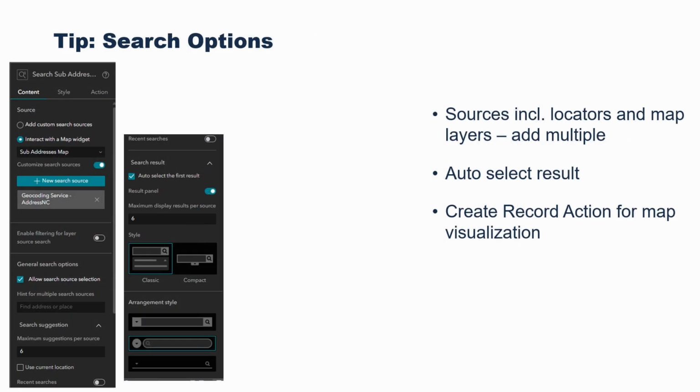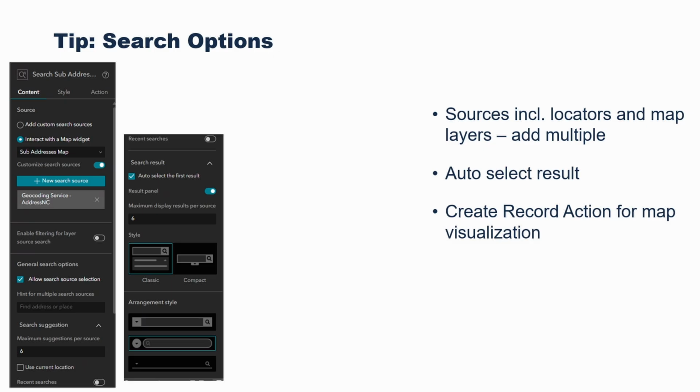If you would like to add search options for your map, you can include a locator. Esri's locator can be used, or we have the address NC locator. So we applied that, and then you can also choose map layers to search for. So if you have map layers that you want searchable, you can add them. You can add multiple sources.